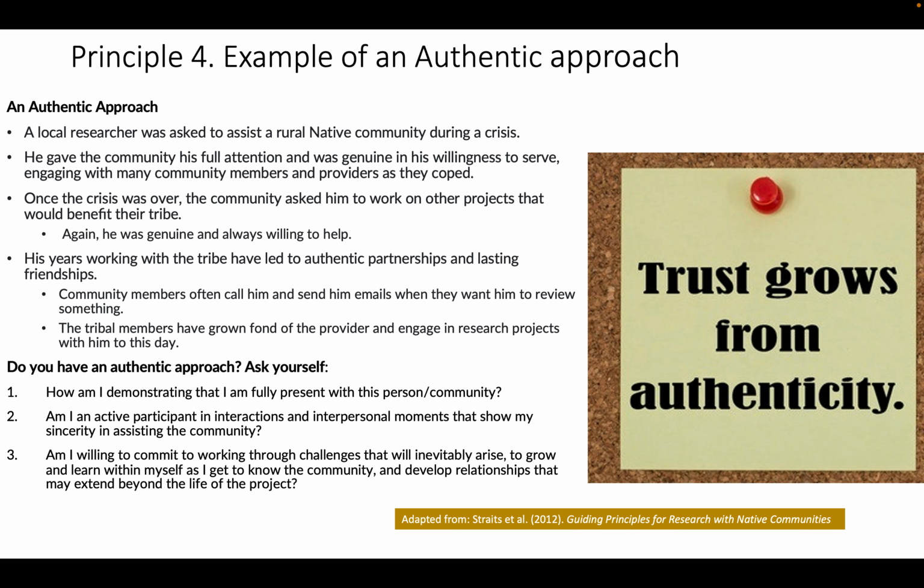Do you have an authentic approach? Ask yourself, how am I demonstrating that I am fully present with this person or community? Am I an active participant in interactions and interpersonal moments that show my sincerity in assisting the community? Am I willing to commit to working through challenges that will inevitably arise, to grow and learn within myself as I get to know the community and develop relationships that may extend beyond the life of the project?